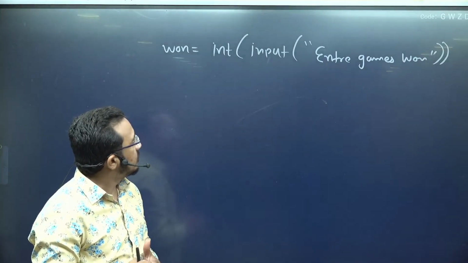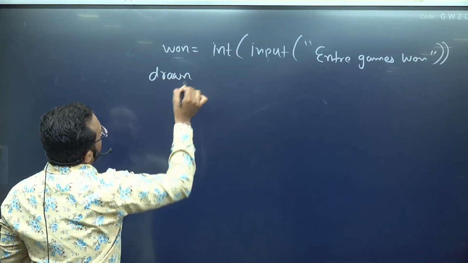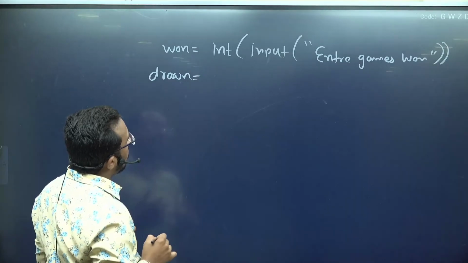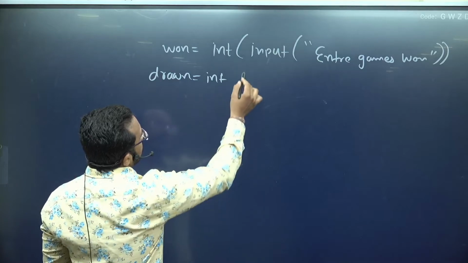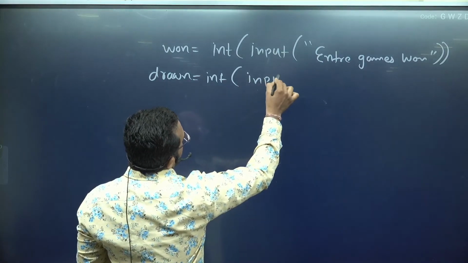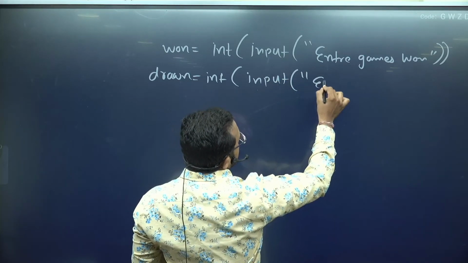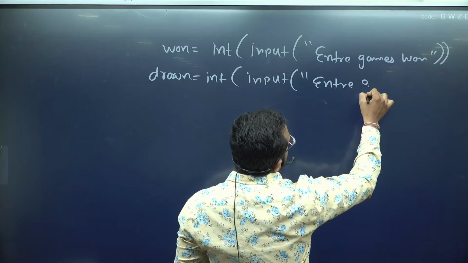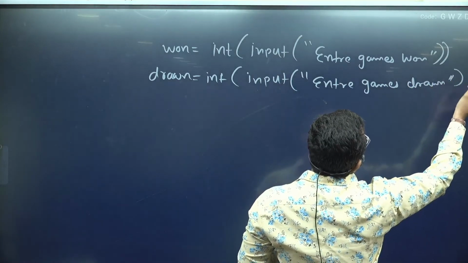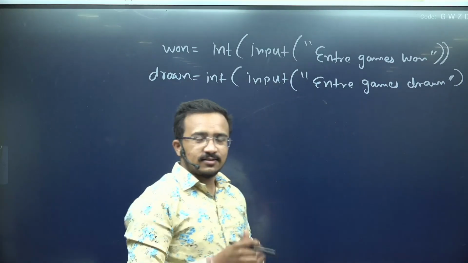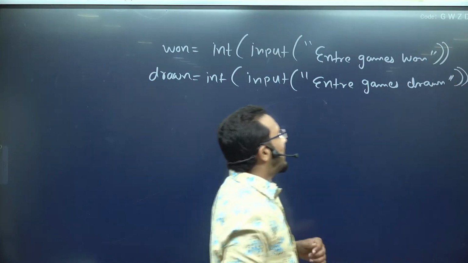So then you'd have drawn. Is it int input? Then brackets, input, then bracket, speech marks, enter games drawn. One bracket. Good, good. Okay, so keep your eyes here.